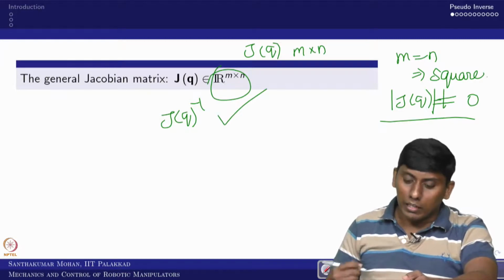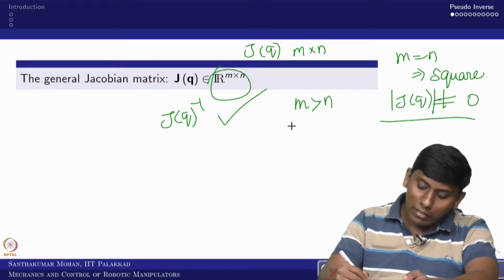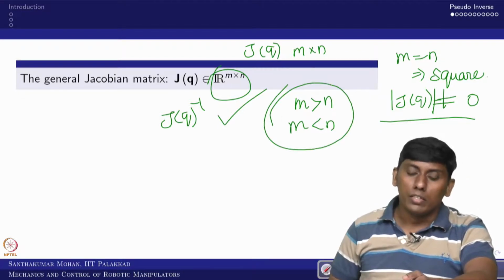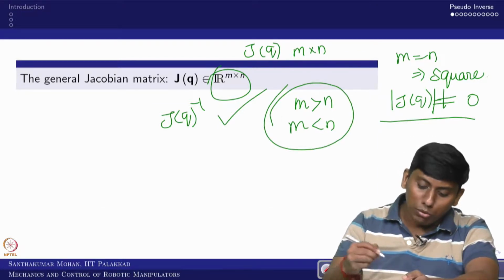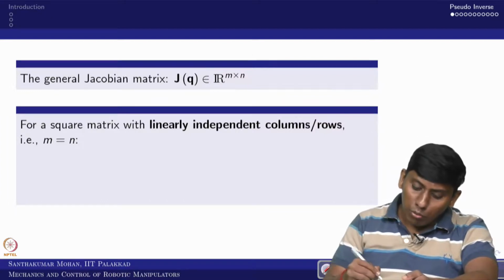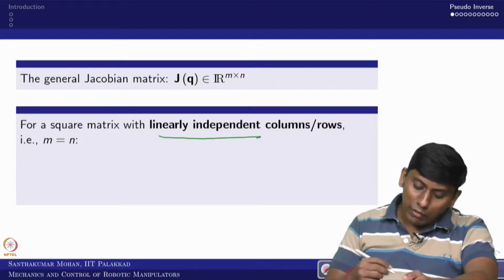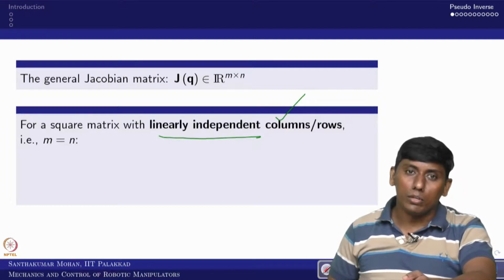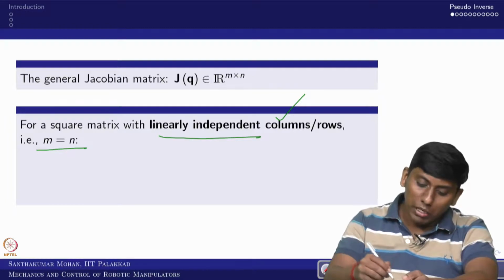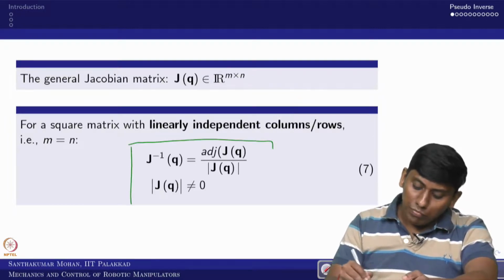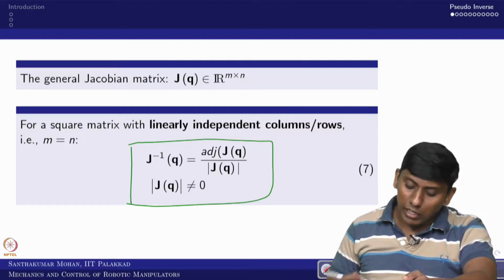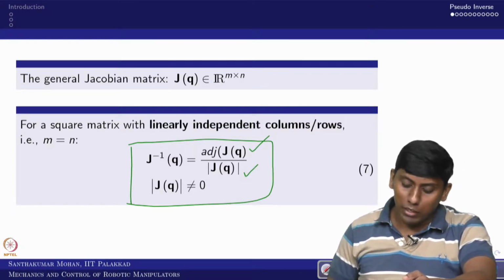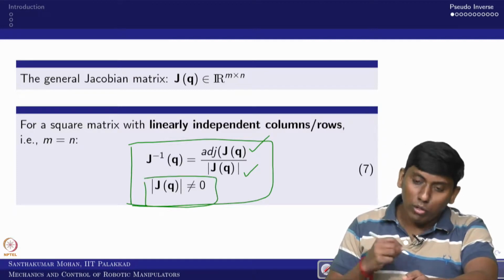But if m is greater than n or m is less than n, how will you solve it? For that we will take the Moore-Penrose pseudo inverse. This depends on the matrix. If it is a square matrix, it has equal linearly independent columns and rows. In the sense m equal to n, you can easily use J inverse, which is simply the adjoint of J divided by the determinant, provided the determinant is non-zero.